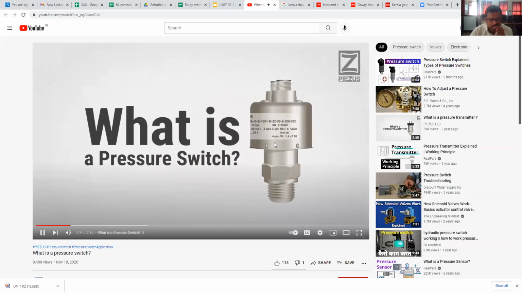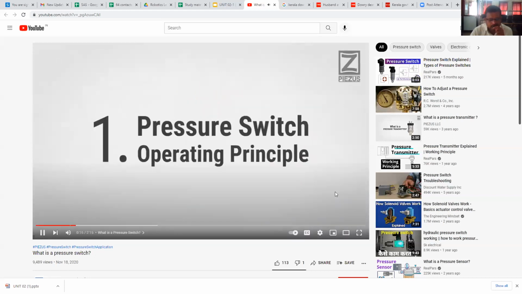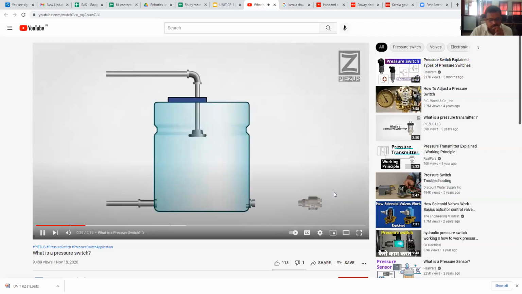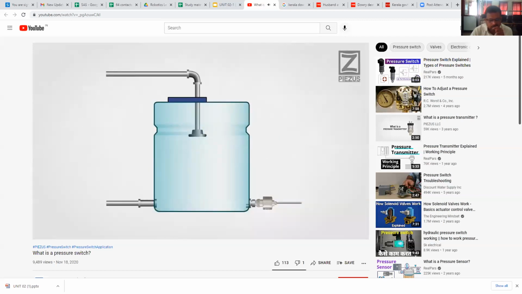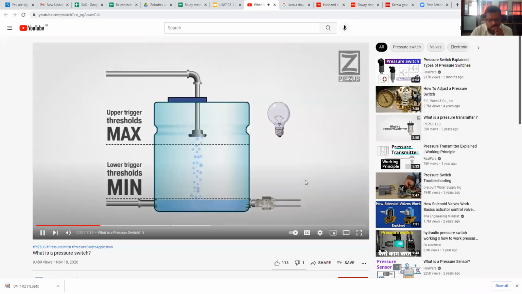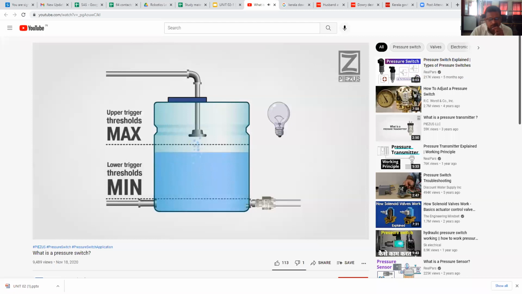What is a pressure switch? Pressure switch operating principle. Pressure switch is used to measure and maintain pressure or level of liquid or gas media. There are several common applications of pressure switching. The simplest use is to activate a light or sound alarm when a certain level or pressure threshold is reached.